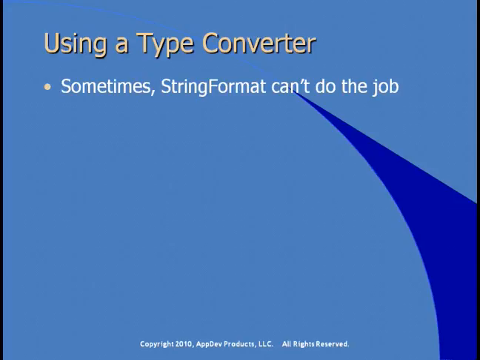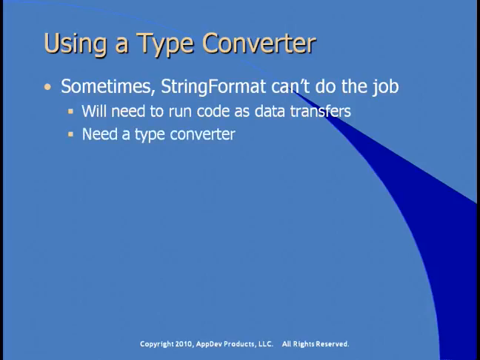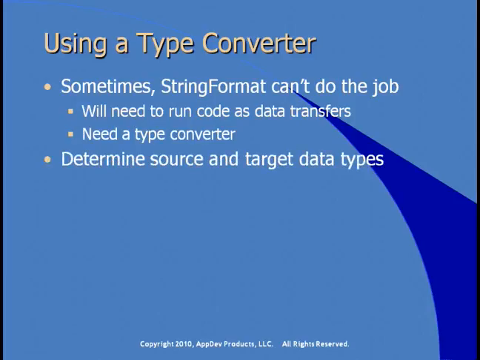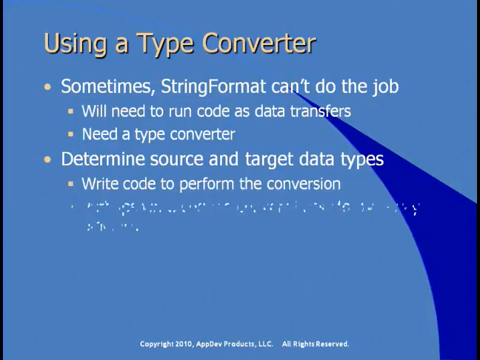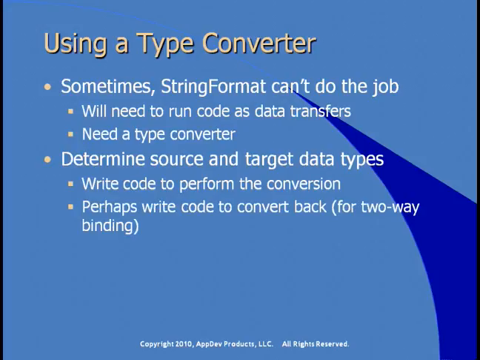Sometimes string format can't do the job. In that case, you'll need to run code as the data transfers from the source to the target location. To make that happen, you need a type converter. You'll need to determine the source and target data types and write code to explicitly perform the conversion. Perhaps you'll write code to convert back. You'll do that in case you care about two-way data binding.